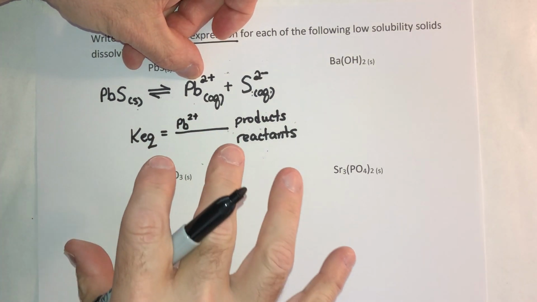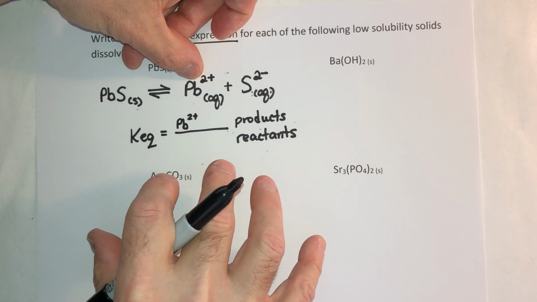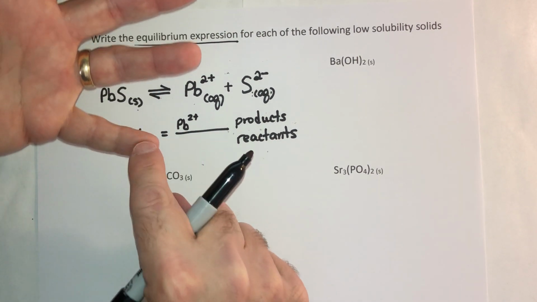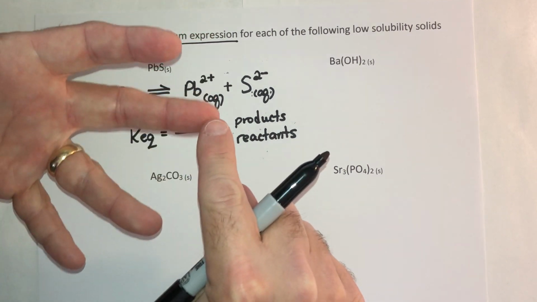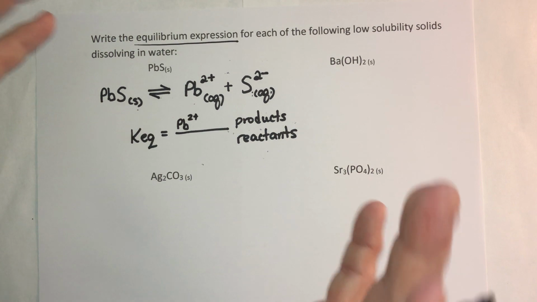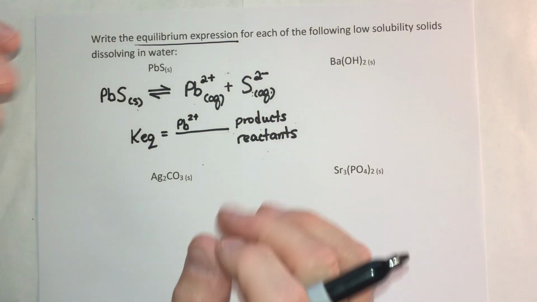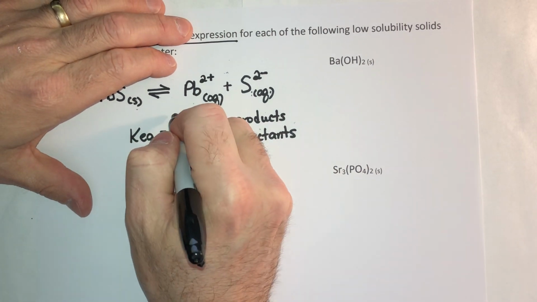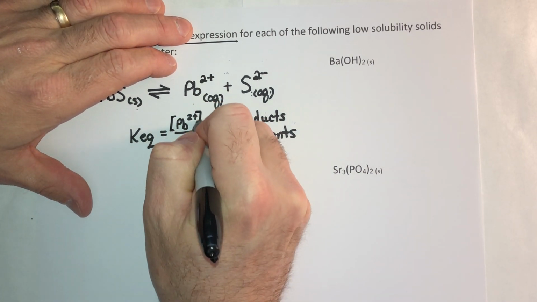Now, these problems are all about concentration, right? Because you could know a lot about the lead 2+. You could know its density or its mass or its volume. You could know a lot of things. But the one thing that I want to be able to know and use is concentration. And the way that we tell everybody that it's concentration is square brackets.